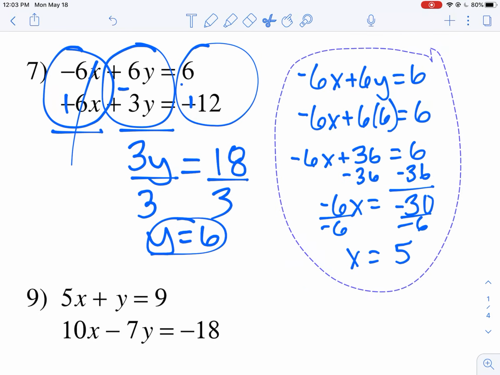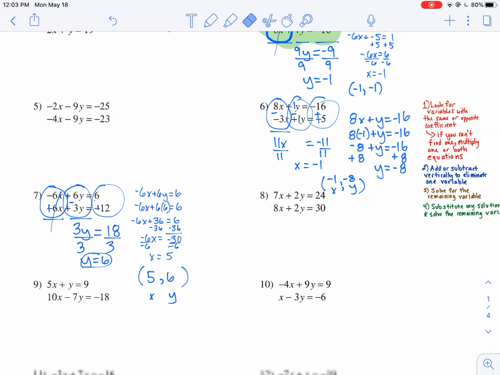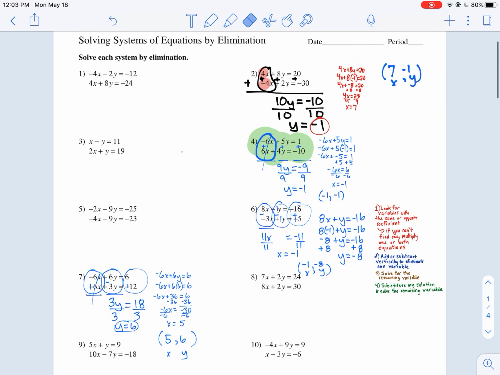A lot of teachers like you to do that. It's a good practice to get into. Remember, when you're writing an ordered pair, it goes x and then y. So we would get 5 and 6. So we just did 4 problems. We did essentially half of this. So you're going to be left to do the next 4 problems.